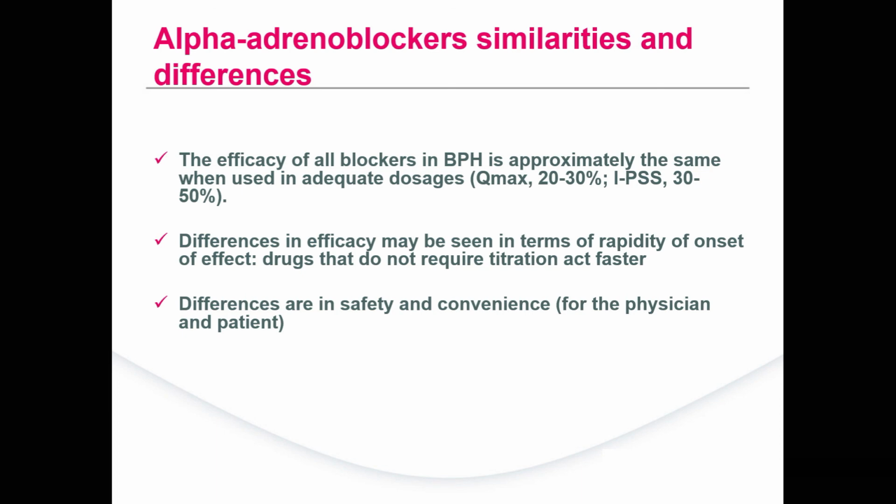Alpha blockers, similarities and differences. The efficiency of all alpha blockers in BPH is approximately the same when used in adequate dosages. The differences in efficacy may be seen in terms of rapidity of the onset of the effect. Drugs that do not require titration act faster. Differences are in safety and convenience for the physician and the patient.